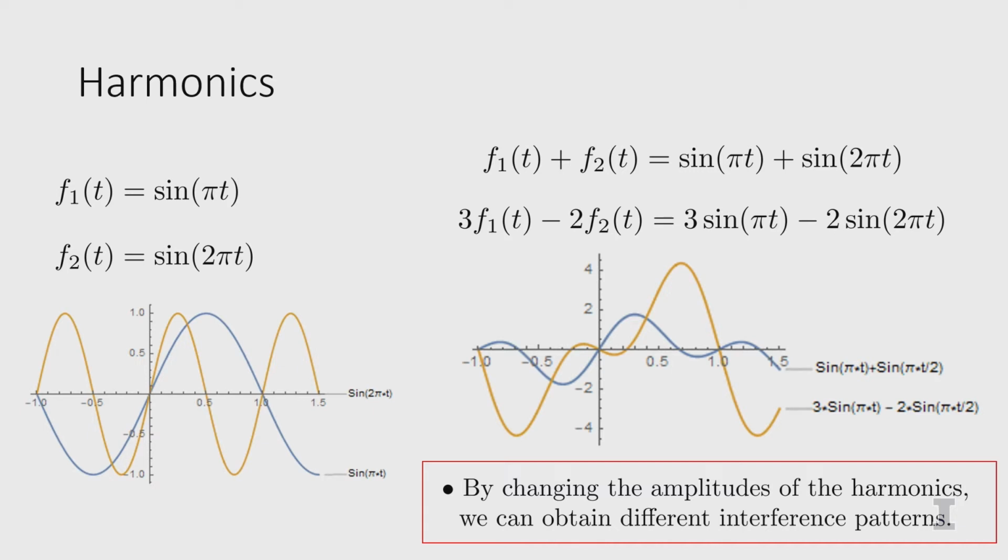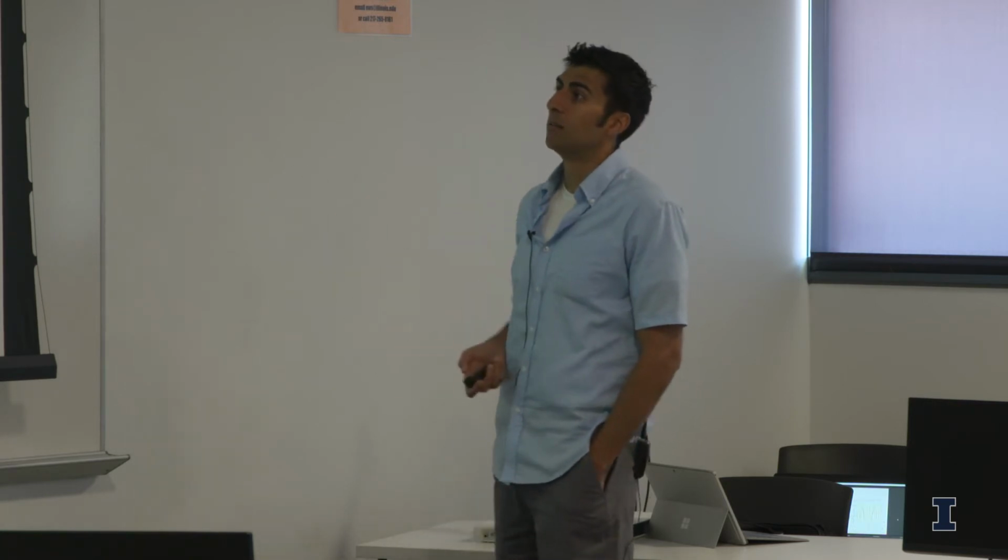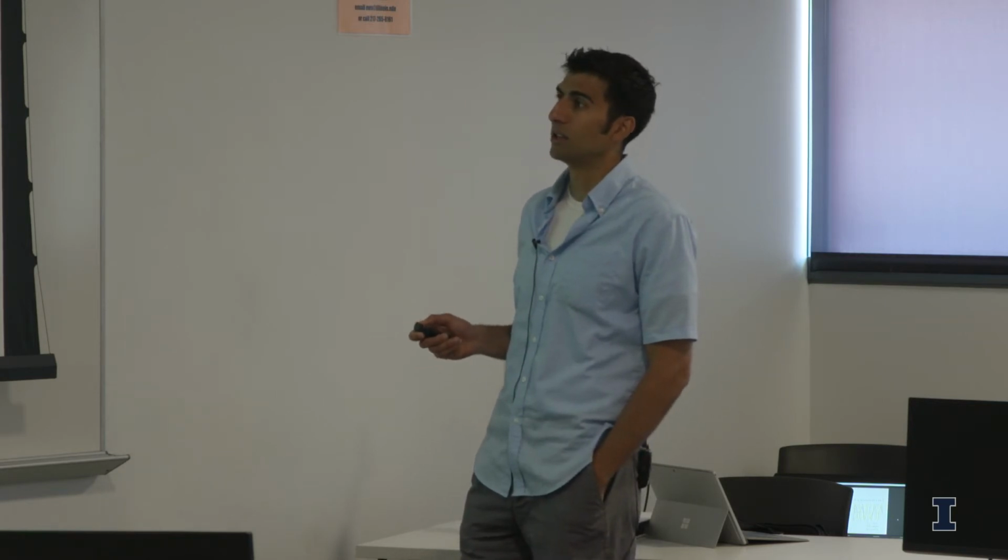So the main idea here: by changing the amplitudes of the harmonics, we can obtain different interference patterns. Just using these two functions as building blocks, we can create a whole bunch of new functions by changing the individual amplitudes and then interfering them. This is a really deep idea because, in fact, what's remarkable is that any periodic signal can be decomposed into a sum of harmonics with different amplitudes.